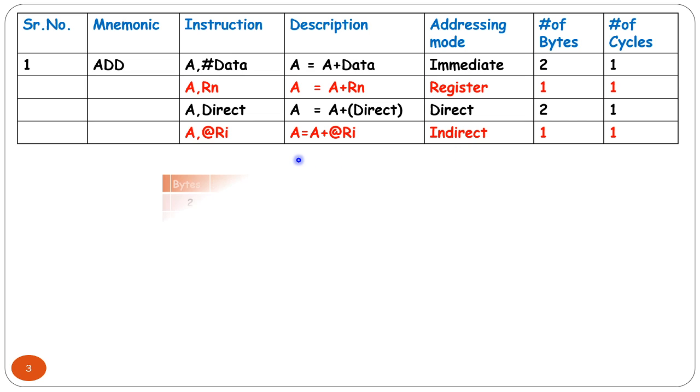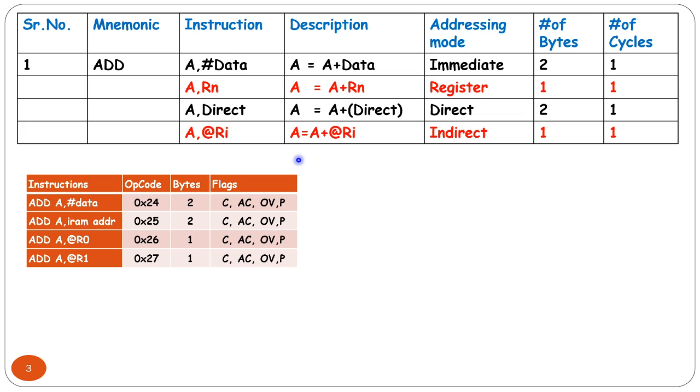Now these instructions need an operation code. The first instruction needs the operation code 24H, or in hexadecimal, 0x24. 0x indicates hexadecimal, and 24 is the operation code of this immediate instruction. It needs 2 bytes, and these are the flags affected when this instruction is executed by the CPU.